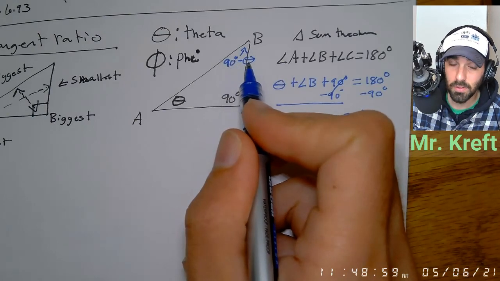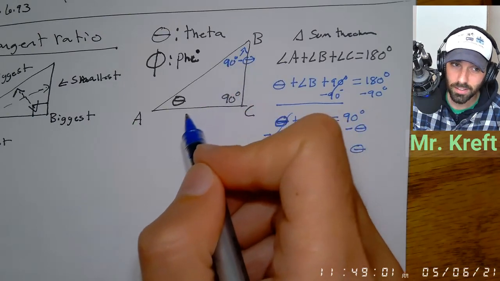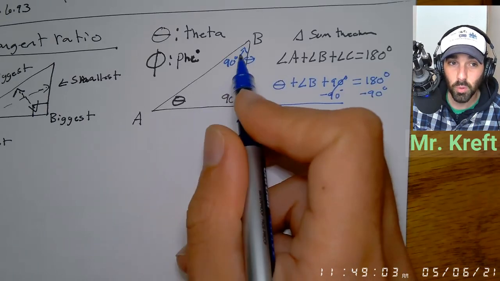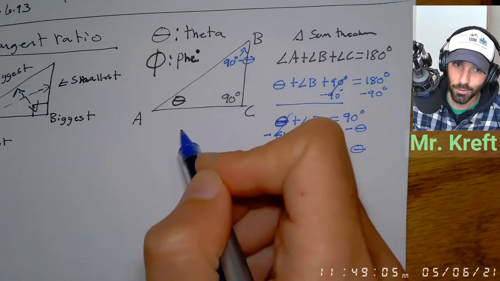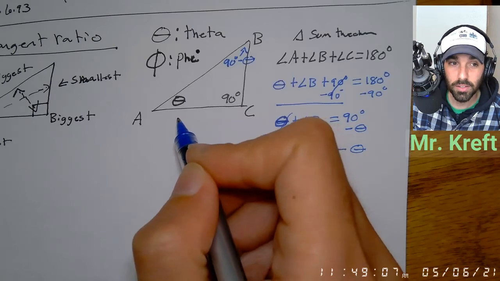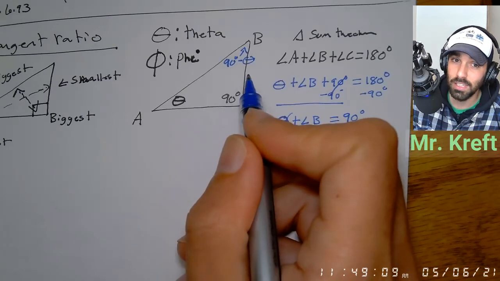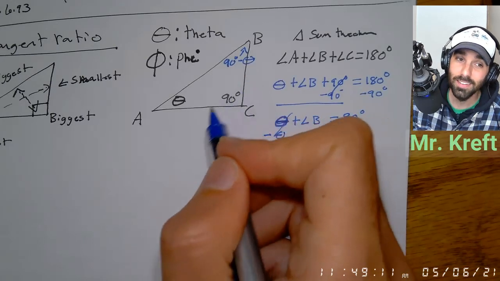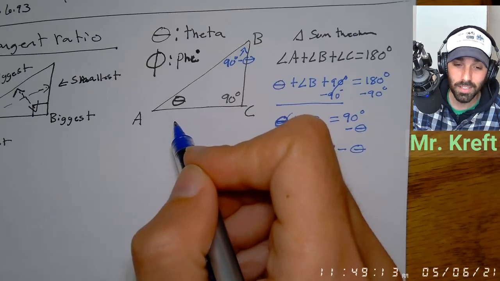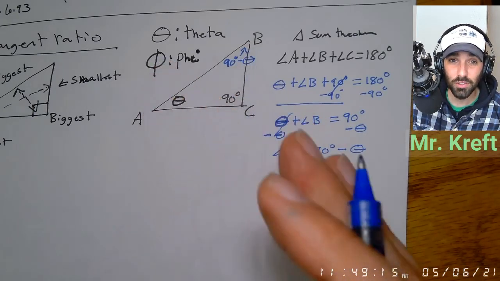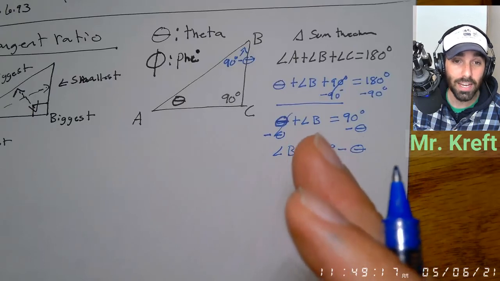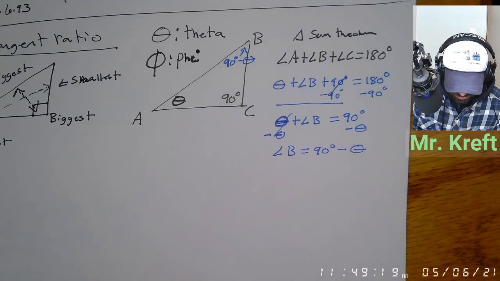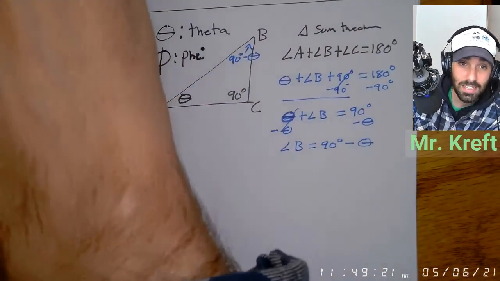But then 90 minus a smaller angle means angle B gets bigger, this side gets bigger. So as one side changes, the other side changes too, right? So if this side got bigger, this side would get smaller. And if this side gets bigger, then this side would get smaller. Okay? So there's this relationship between those sides and the angle. And that's what the tangent ratio is.